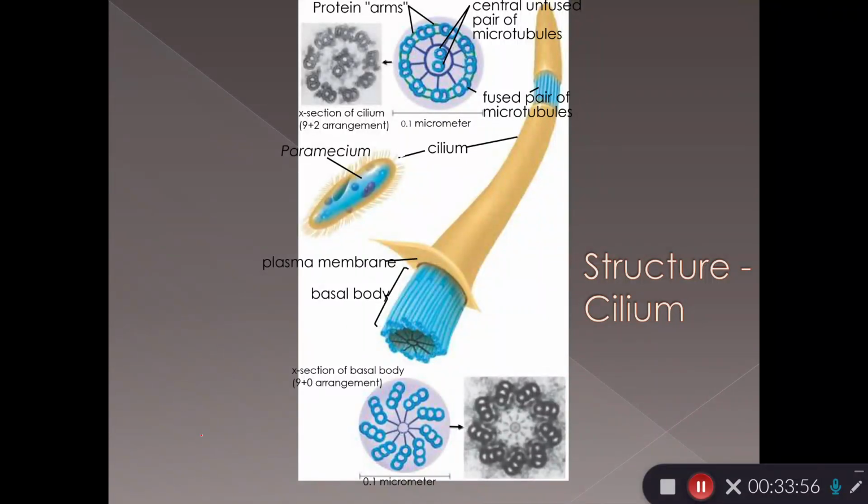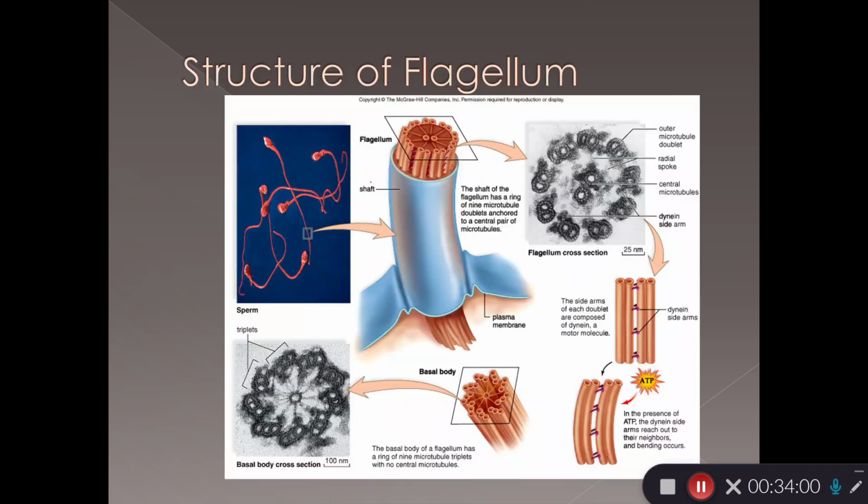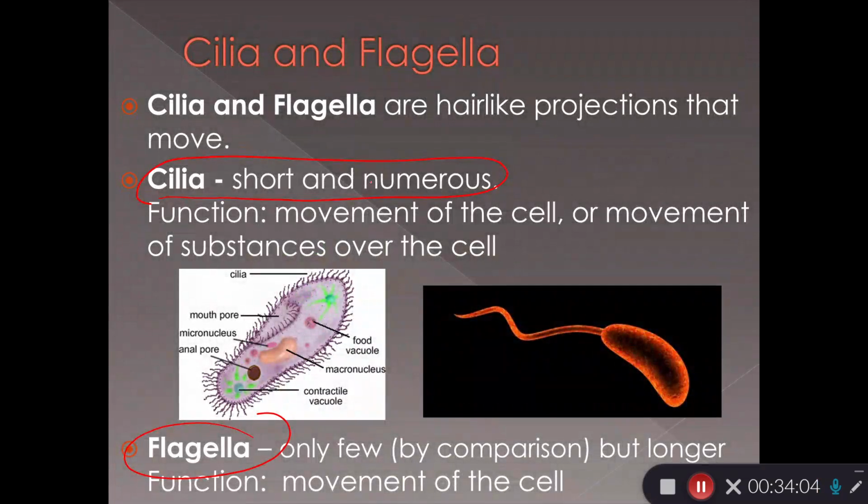So here's a picture of a paramecium. It has a bunch of little cilia all around it. This is a flagella, like the bacteria E. coli. It has flagella all over it. Okay, I hope that was helpful.